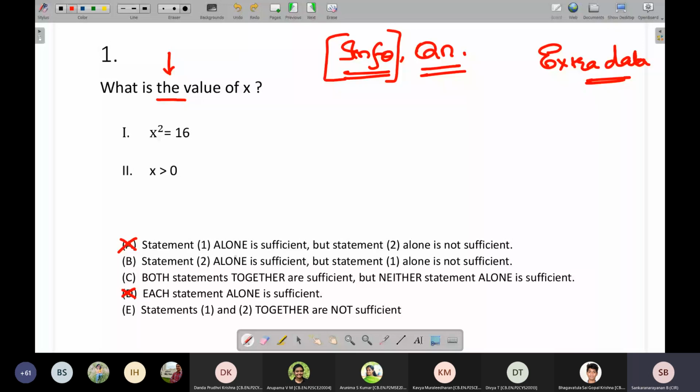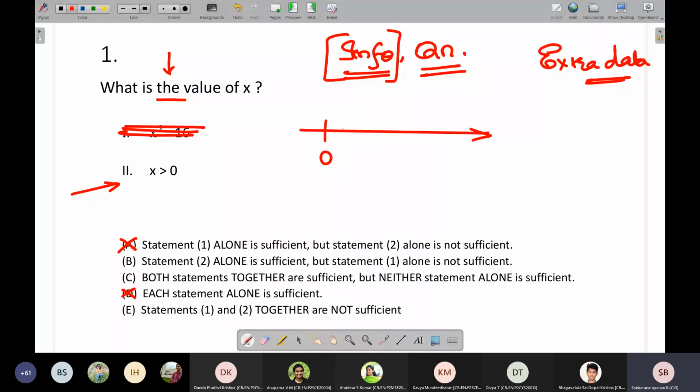Forget about what you just now considered, x square equal to 16. I want you to focus only on x greater than 0. So you know that only one input, x is greater than 0. If that is the case, can you tell me what is the value of x? Is it possible for you to give me a unique value associated with x? Yes or no?